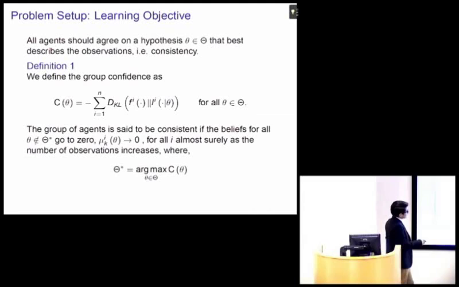And one way to measure is, for example, the KL divergence. Right? So we want to solve this joint optimization problem. We want to minimize the overall confidence of a hypothesis about the true distribution. And we are going to call this consistency, right? If we're able to find the hypothesis that best describes the observations, we're going to say that this system is consistent. And we're going to define this as this limit: we want the beliefs on the hypotheses that are not the closest ones to go to zero.